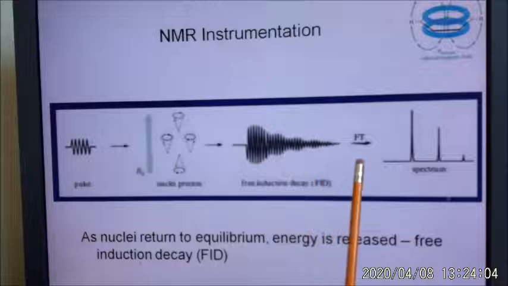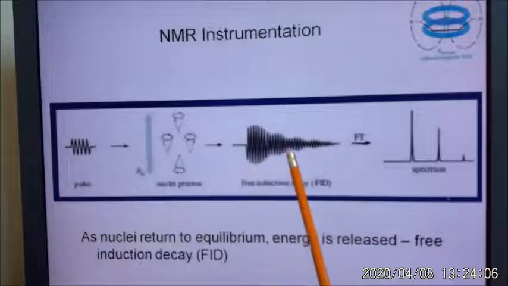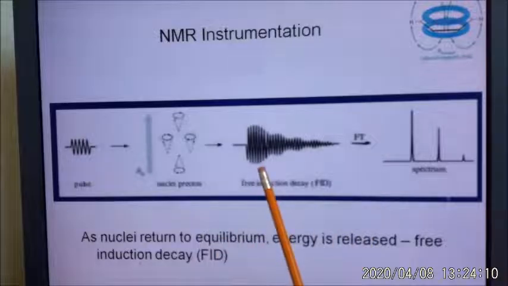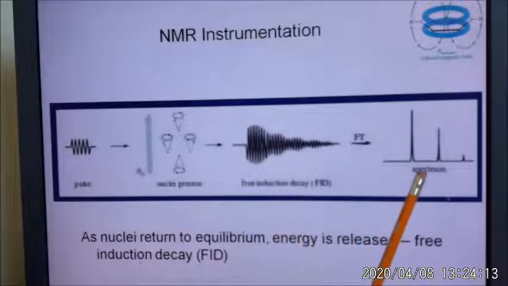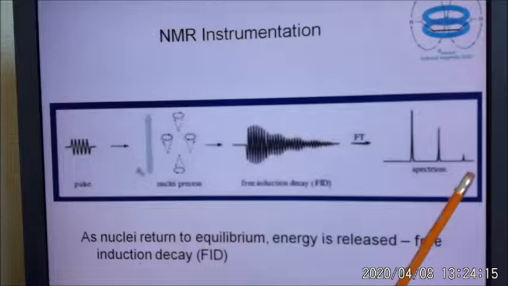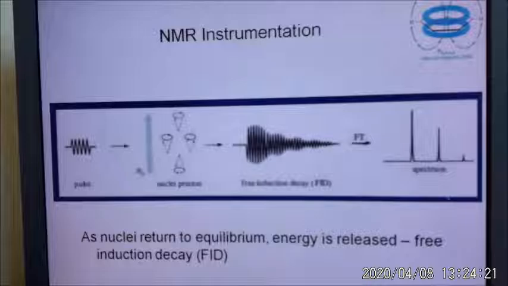This is going to be in the time scale. You can see again that beat structure that we saw for FTIR. You do a Fourier transform so you can see all the frequencies that were associated with this FID, the free induction decay.